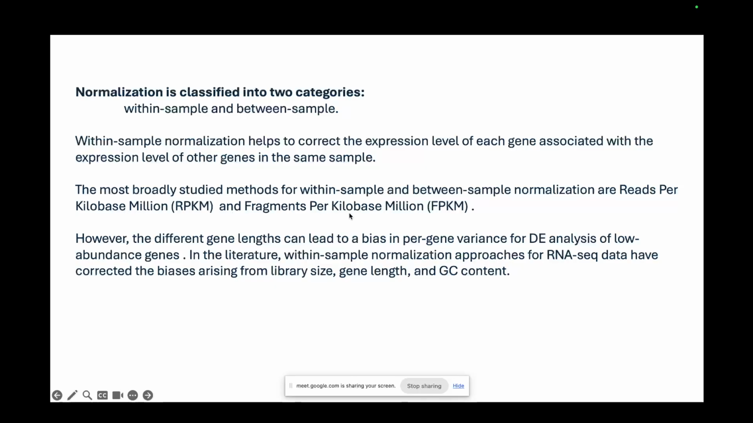The most widely studied methods for within sample and between sample normalization are these two terms, RPKM and FPKM. One is reads per kilobase million, and the other is fragments per kilobase million. So basically you divide and then you convert it into per million, right? However, the different gene lengths can lead to a bias in per gene variance for differential expression analysis of low abundance genes. In literature, within sample normalization approaches for RNA sequencing data have corrected the biases arising from library size, gene length, and GC content. So these are confounding factors that are possible.